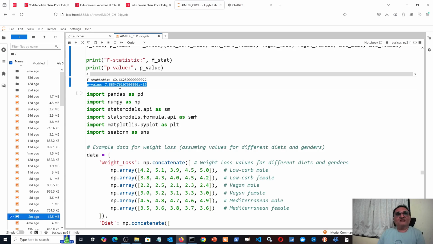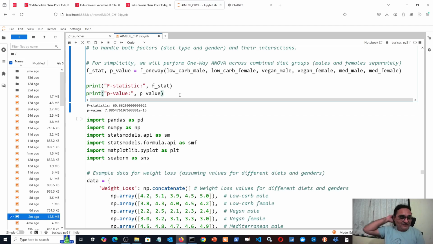So p value came out to be 7.88 into 10 to the power minus 13, that means 0.000000000000788. But in short, p is here clearly less than, in fact it is much less than, 0.05, my significance level, and therefore I would say that null hypothesis would be rejected. So somehow this different diet and different gender, they are affecting the magnitude of weight loss.